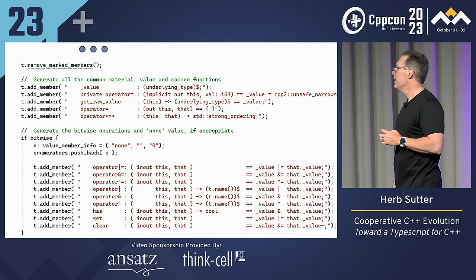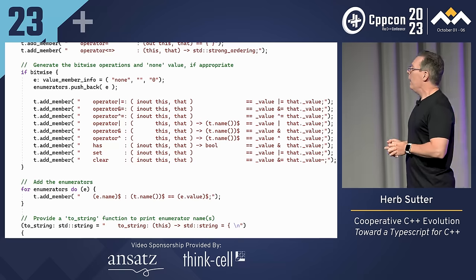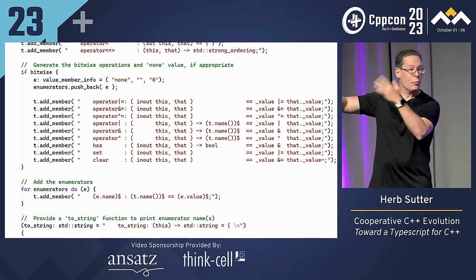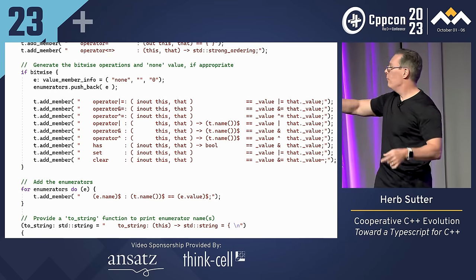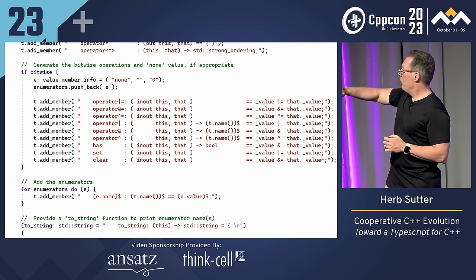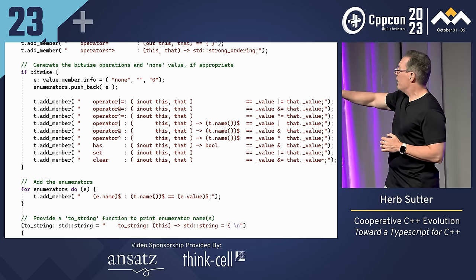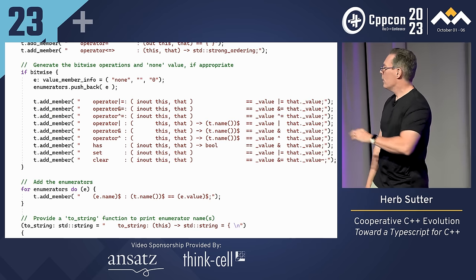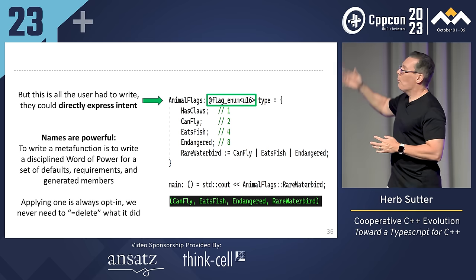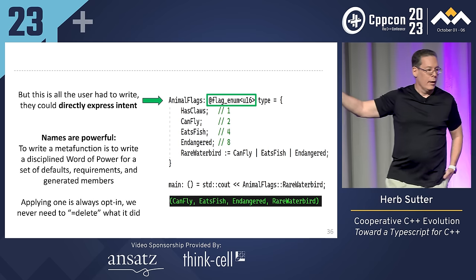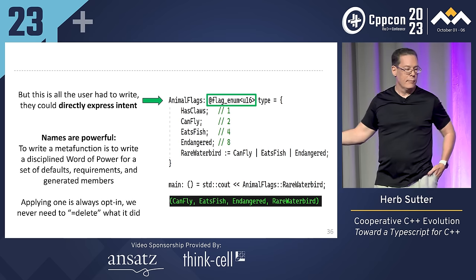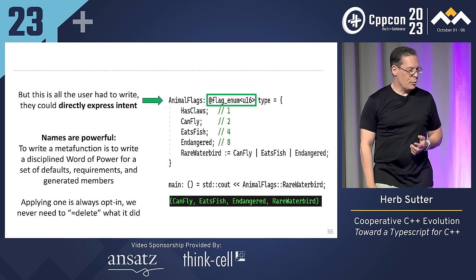I love interpolation. And then finally, for every member, every enumerator that I saw you write and I remembered the name and type and value of, insert it. So insert that name is a type with that constexpr value. And then I do other things like toString as well. But all the user had to write was animal flags is a flag enum of U16 type. And I think that's pretty powerful.